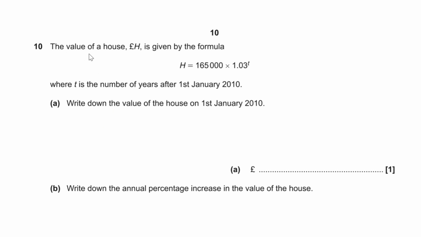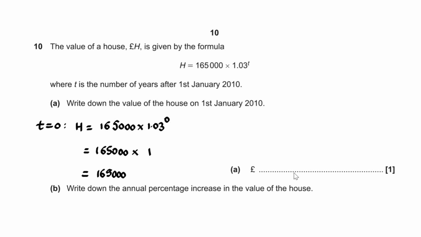Question number 10. The value of a house h pounds is given by the formula h equals 165,000 times by 1.03 to the power of t, where t is the number of years after the 1st of January 2010. We have to write down the value of the house on the 1st of January 2010. Well, quite simply, this is when t is equal to 0. And when t equals 0, we have h equals 165,000 times by 1.03 to the power of 0. So we've got 165,000 times by 1, which is just 165,000.